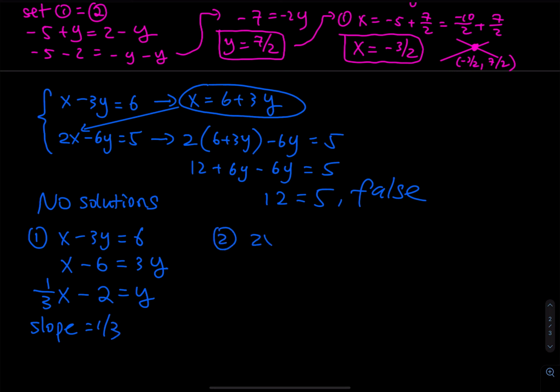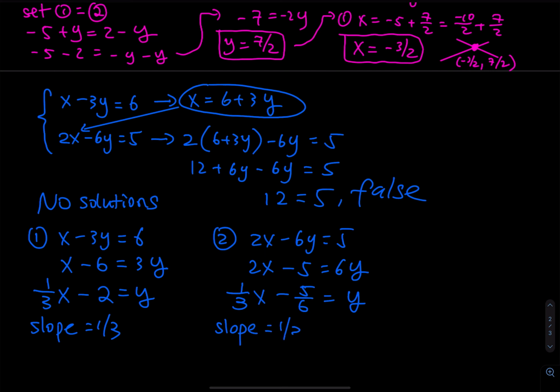Number 2 is 2x minus 6y equals 5. I am going to put the y to the other side. So 2x minus 5 equals 6y. Divide both sides by 6. You have 1/3 x minus 5 over 6 equals y. So what is the slope? The slope is equal to 1/3. So what happens when you have two lines and they have the same slope? Then these two lines are parallel because they have identical slope.